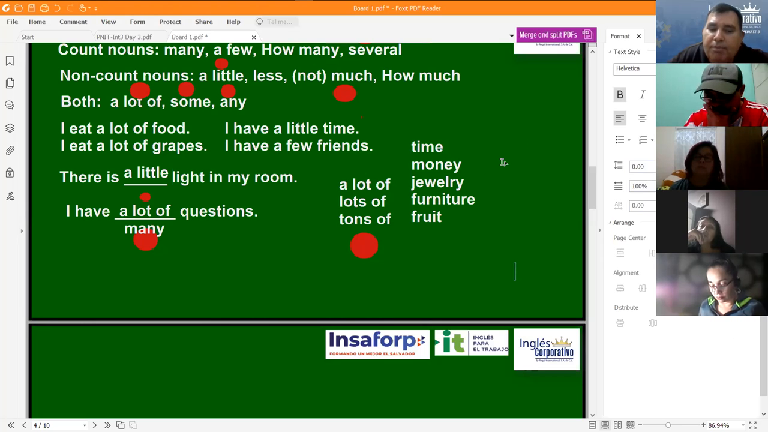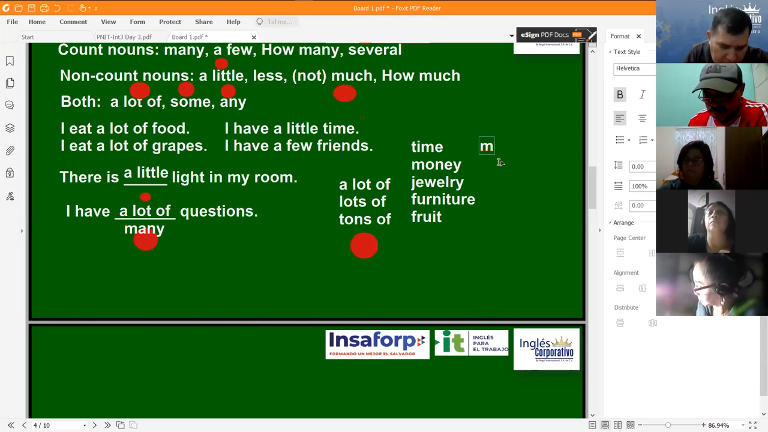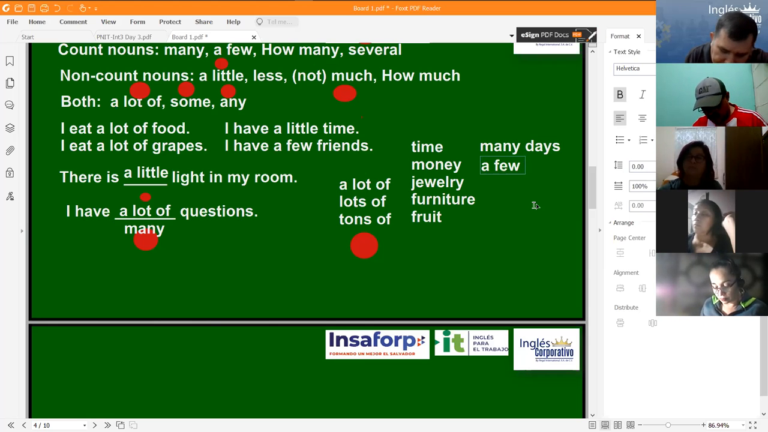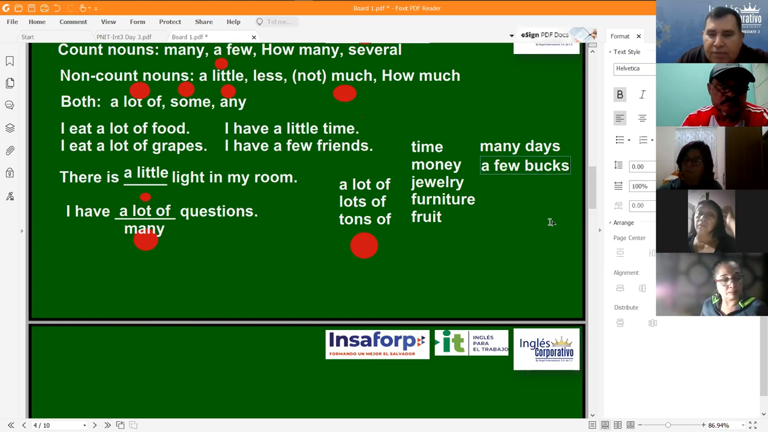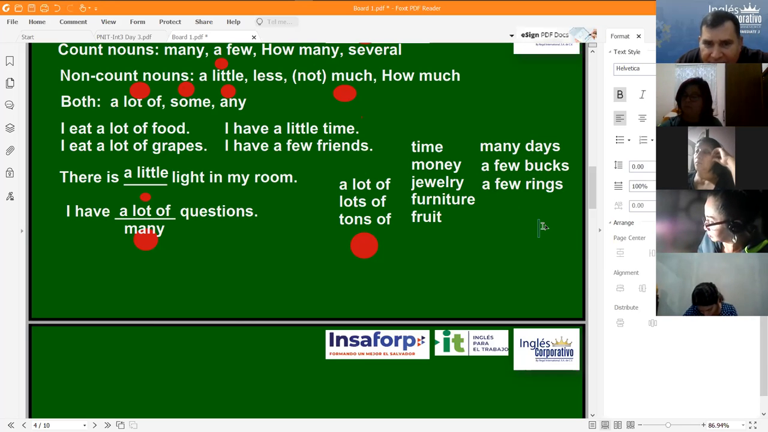Okay, what's time? Days, hours, minutes, years, and all with this, these are countable. Some years, a few years, many days, many hours, right? So you can say many days. Okay. Money, a few dollars. Some people say a few bucks. I've got a few bucks. Buck is an informal way of saying money, okay? Jewelry, a few rings, a few necklaces, right? Jewelry is uncountable. Money is uncountable.